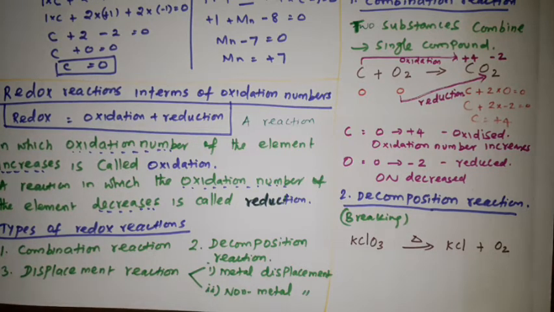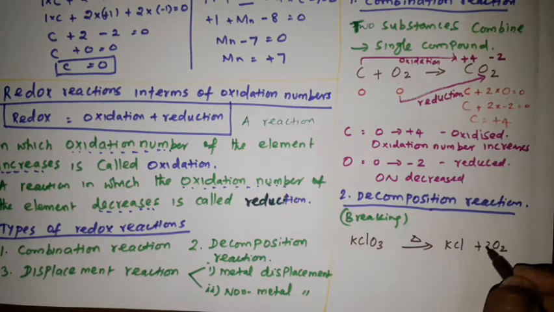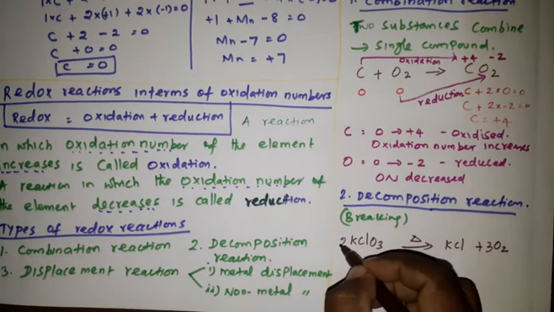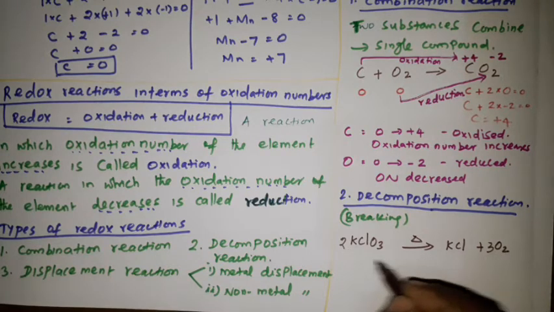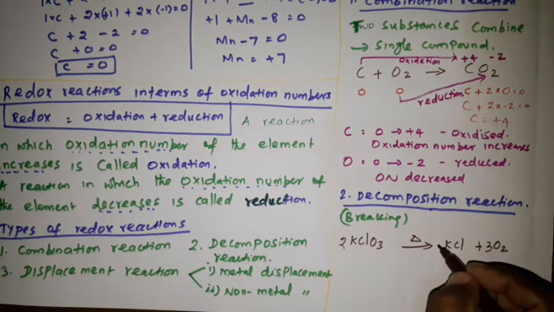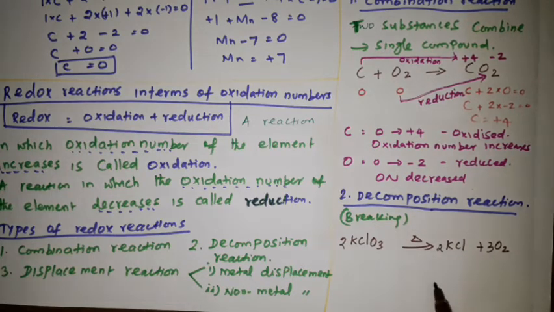Here now you have to balance the equation. 3 oxygen atoms are here, so I am adding 3 here and putting 2 here, so 6 oxygen atoms are balanced. Now for the remaining potassium and chlorine, put 2 here. Now this equation is balanced.